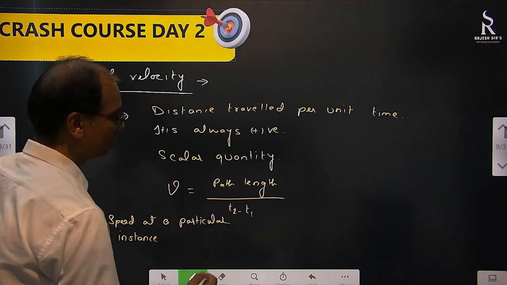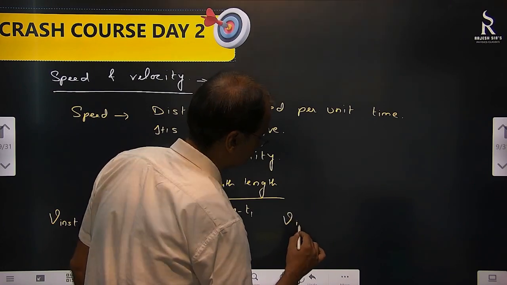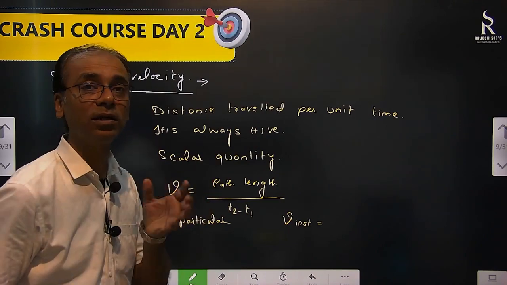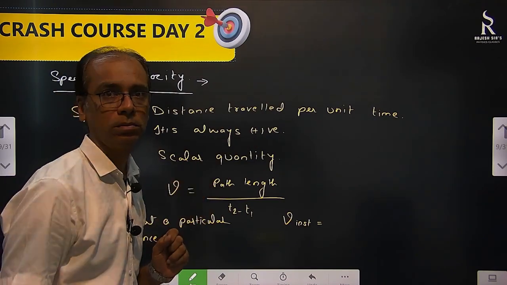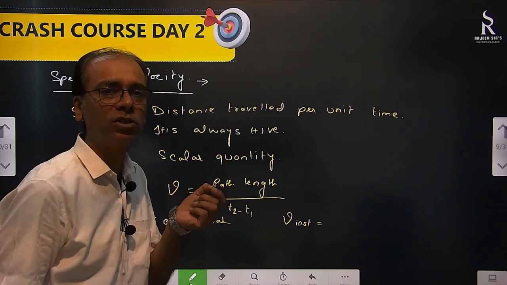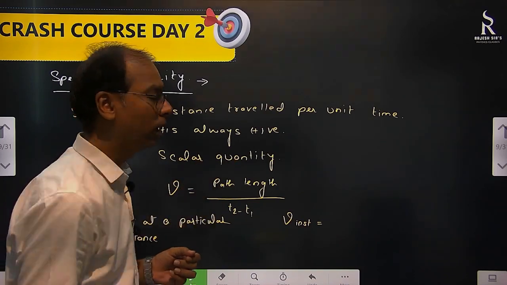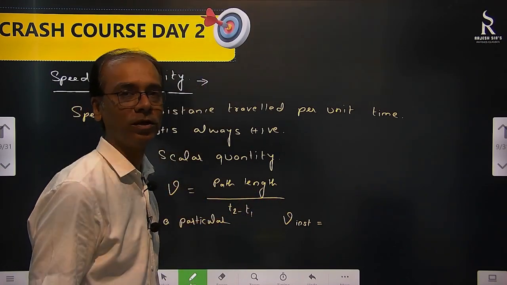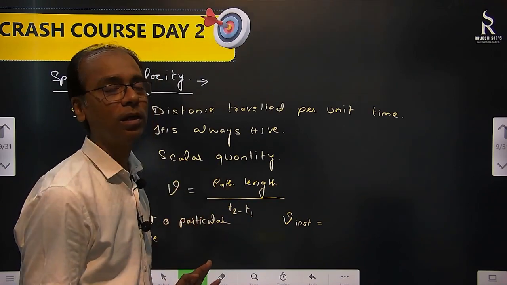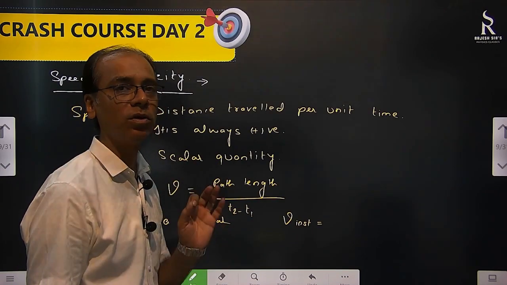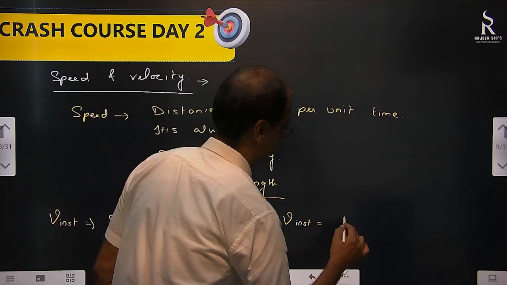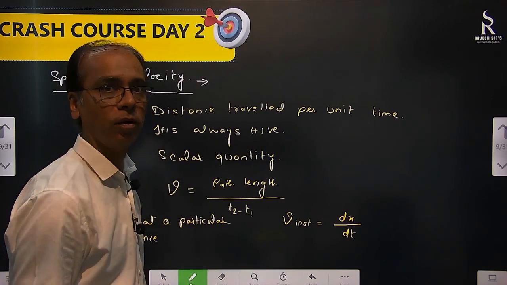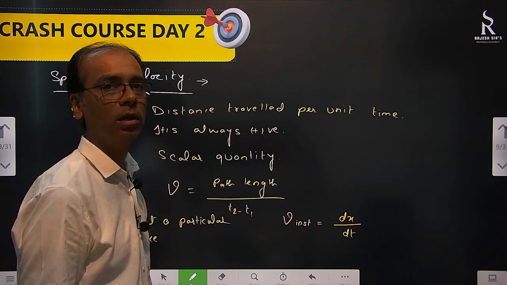So we write it as V instantaneous. This path length we have to write now. And when you talk about instantaneous, in that instantaneous change in direction is not possible. In that fraction of a second you can't change the direction. So remember, instantaneous speed and the magnitude of instantaneous velocity will always be the same. The formula also is the same, dx by dt.